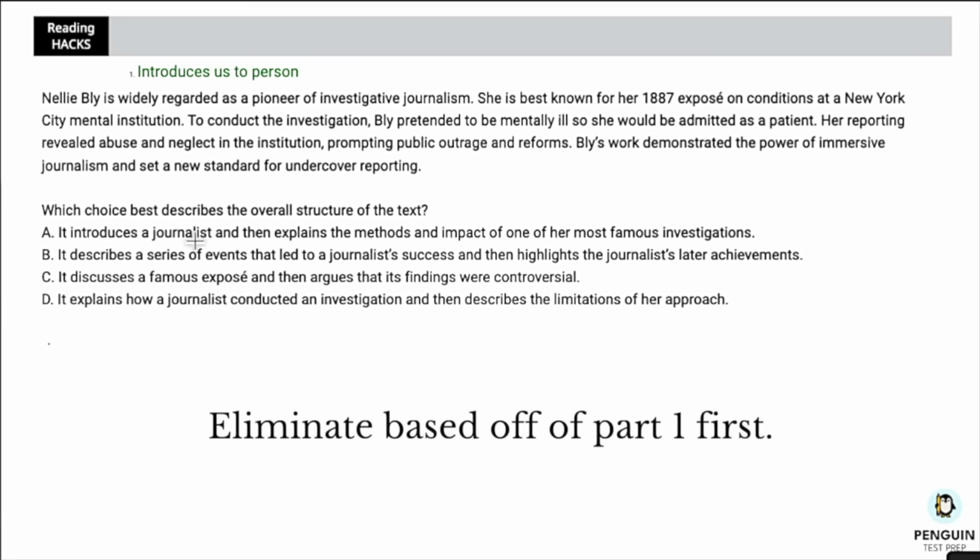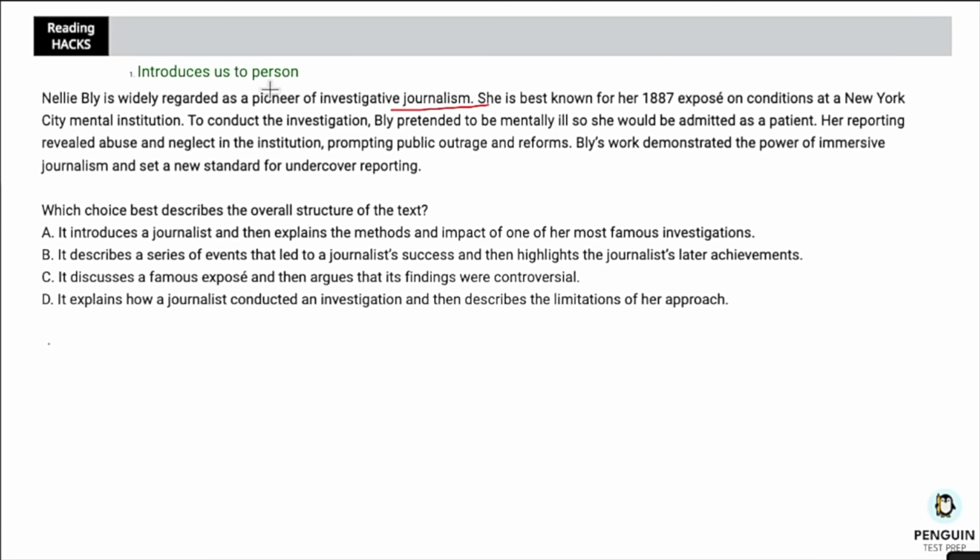So it introduces a journalist. That is what I meant by a person. Yes. It describes a series of events. No. It discusses a famous expose. No. It explains how a journalist conducted an investigation. No, it introduces the journalist first. So just like that, we got our answer, choice A.